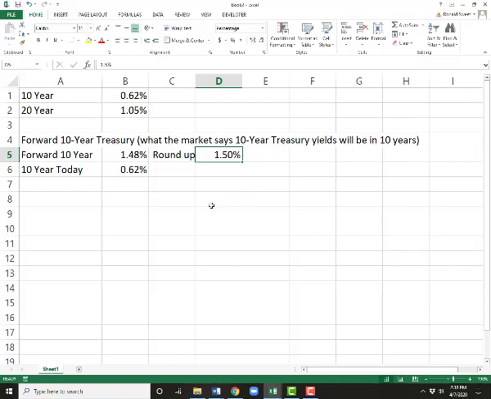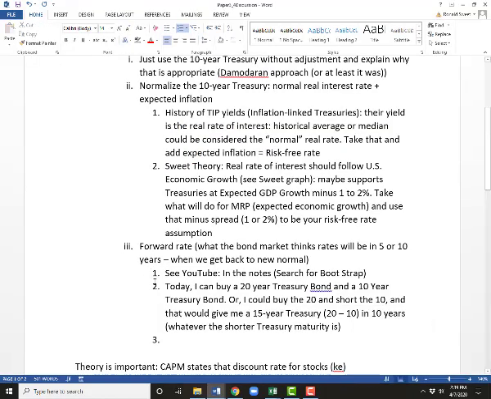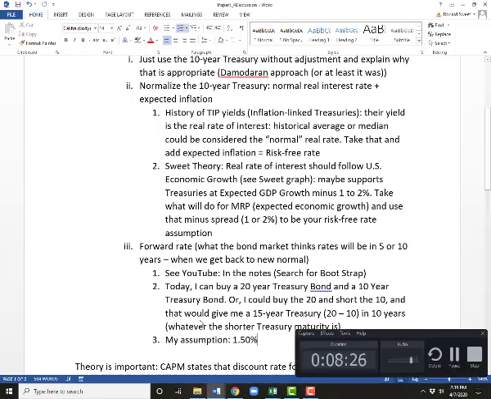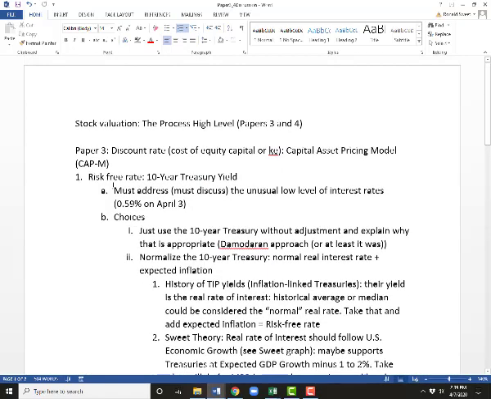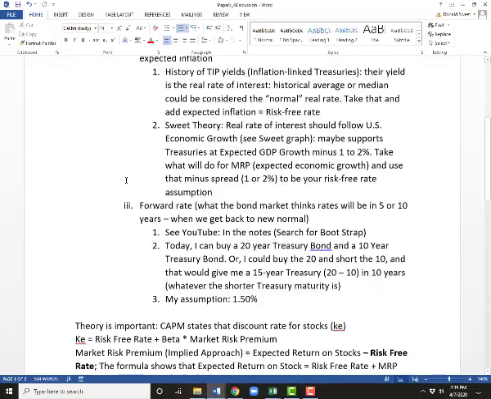So that's going to be my approach in my analysis. So I chose to use the third approach. So my assumption is going to be 1.5%. And so I've got one assumption down, and just got what, 3 more to go, or 2 more to go, right? We got to get the market risk premium and the beta.